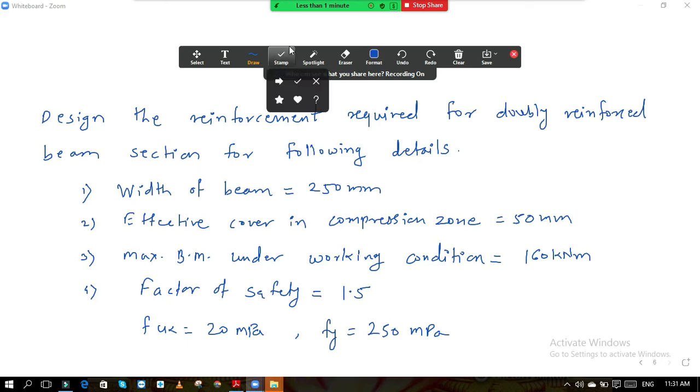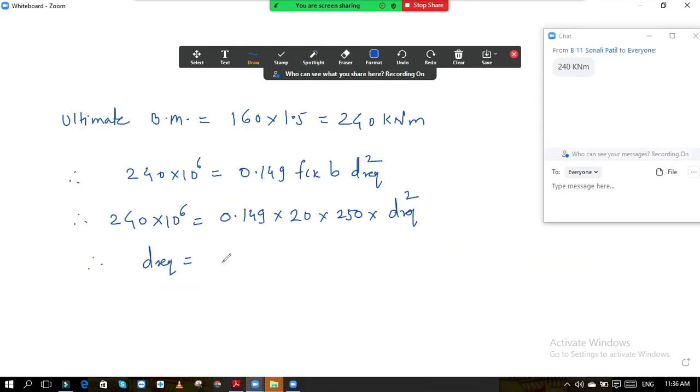If you first see the maximum bending moment under working condition, it is given as 160 kilonewton meter. So working bending moment is given to us, and from it we will calculate the ultimate bending moment. From here you will get the value of d required, which is 567.58 mm.